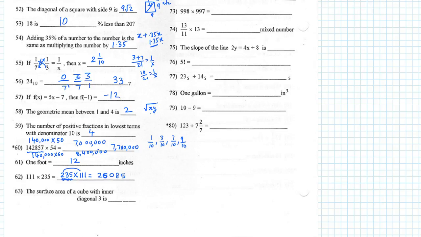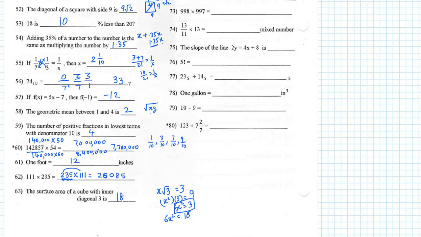26,085. Question 63. The surface area of a cube with inner diagonal 3 is how much? So the length of the diagonal of a cube with side x is x square root 3. So that's given to be equal to 3. So if you square both sides, what you'll get is x square times 3 is equal to 9, right? So x square will be equal to 9 divided by 3, which is 3. Now the surface area of a cube is 6 times x square in this case. So that's going to be equal to 18.